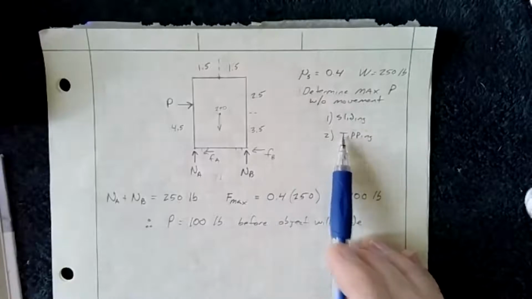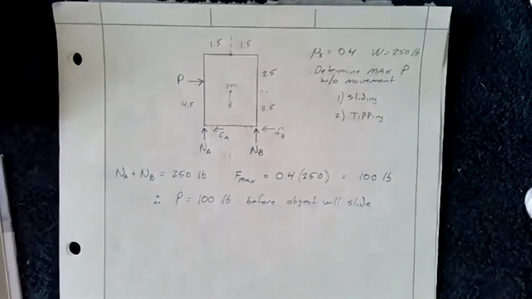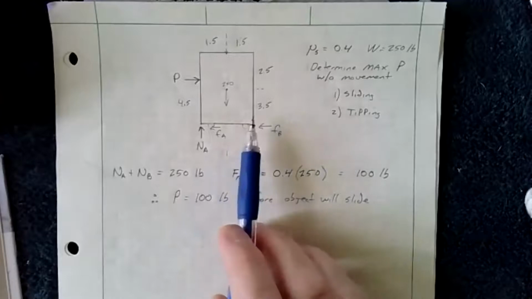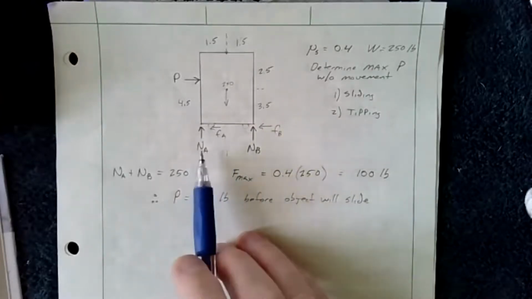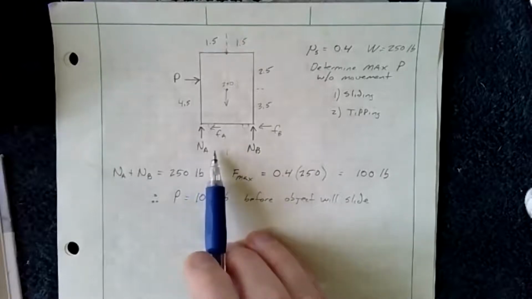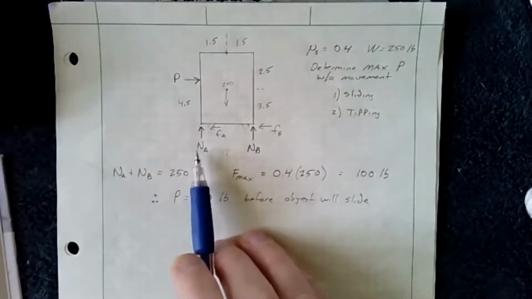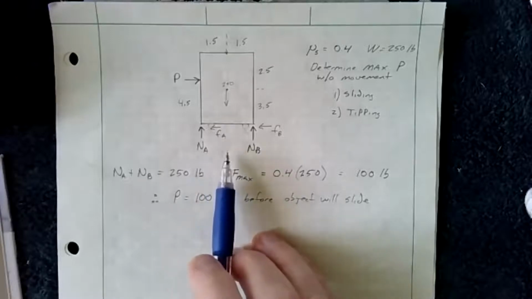So now let's look at tipping. If you picture this thing tipping, then the criteria is going to be for this N_A to be 0, kind of like in the half pipe that we looked at in the last lecture.